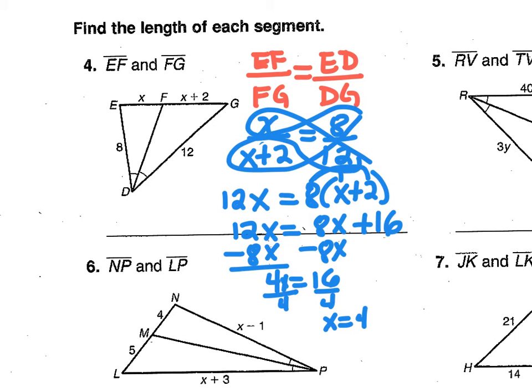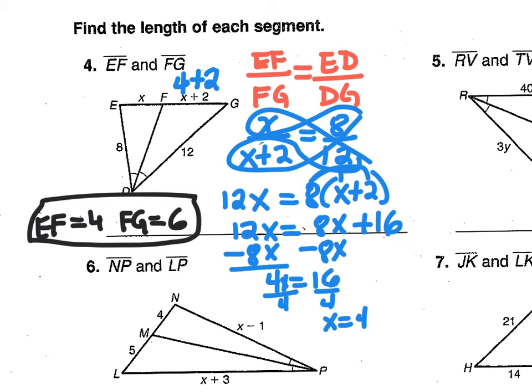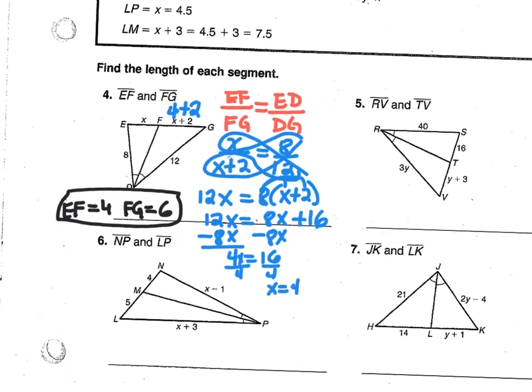Since I need to go back and plug it into FG, that would be 4 plus 2, that would be 6. So my values are EF equals 4 and FG equals 6. Okay, now let's go ahead and try problem number 5. Go ahead and work on it on your own, and then we'll check the answer.